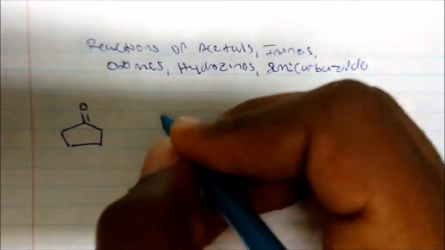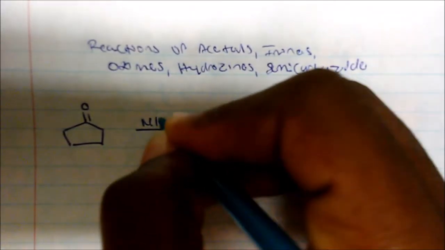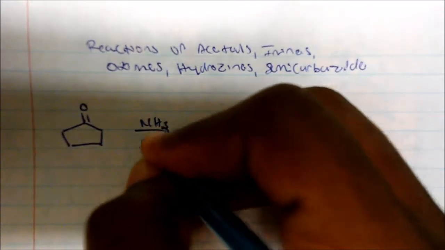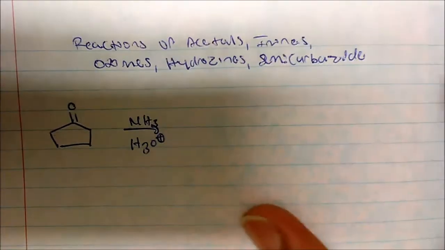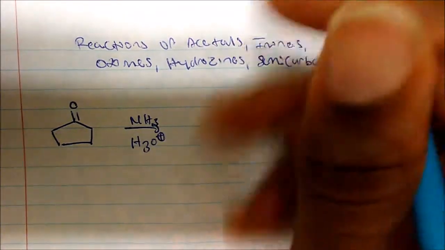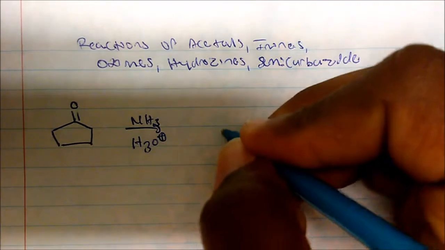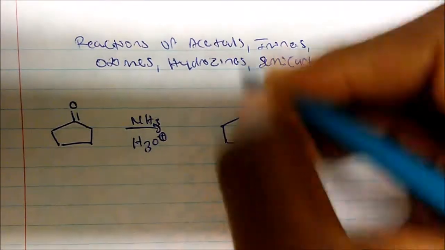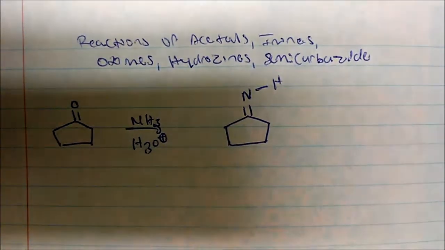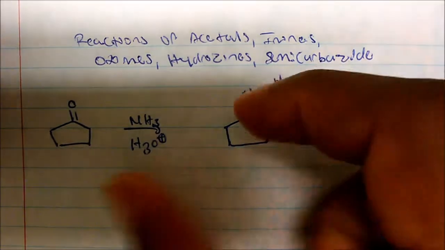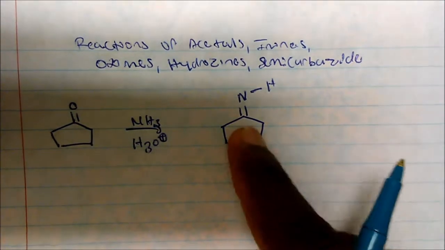If I take cyclopentanone and add ammonia in acid, what would I get? Remember what I said in the previous videos. There's a pattern here. Anytime I can lose two hydrogens, I'm always going to lose two hydrogens with the nitrogen chemistry. So I keep my double bond, now bonded to the nitrogen, and I lose two hydrogens. All you're doing is replacing the oxygen with the nitrogen and losing two hydrogens.